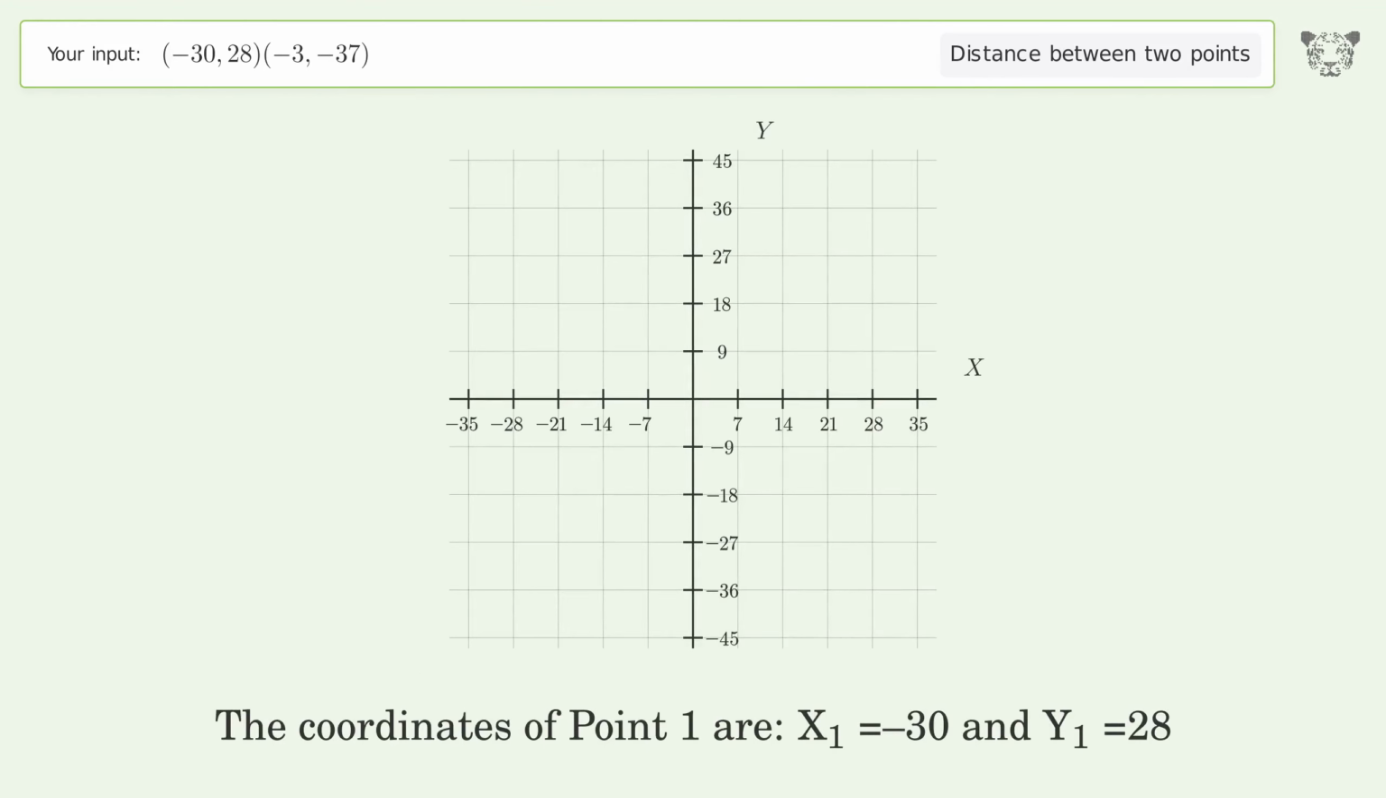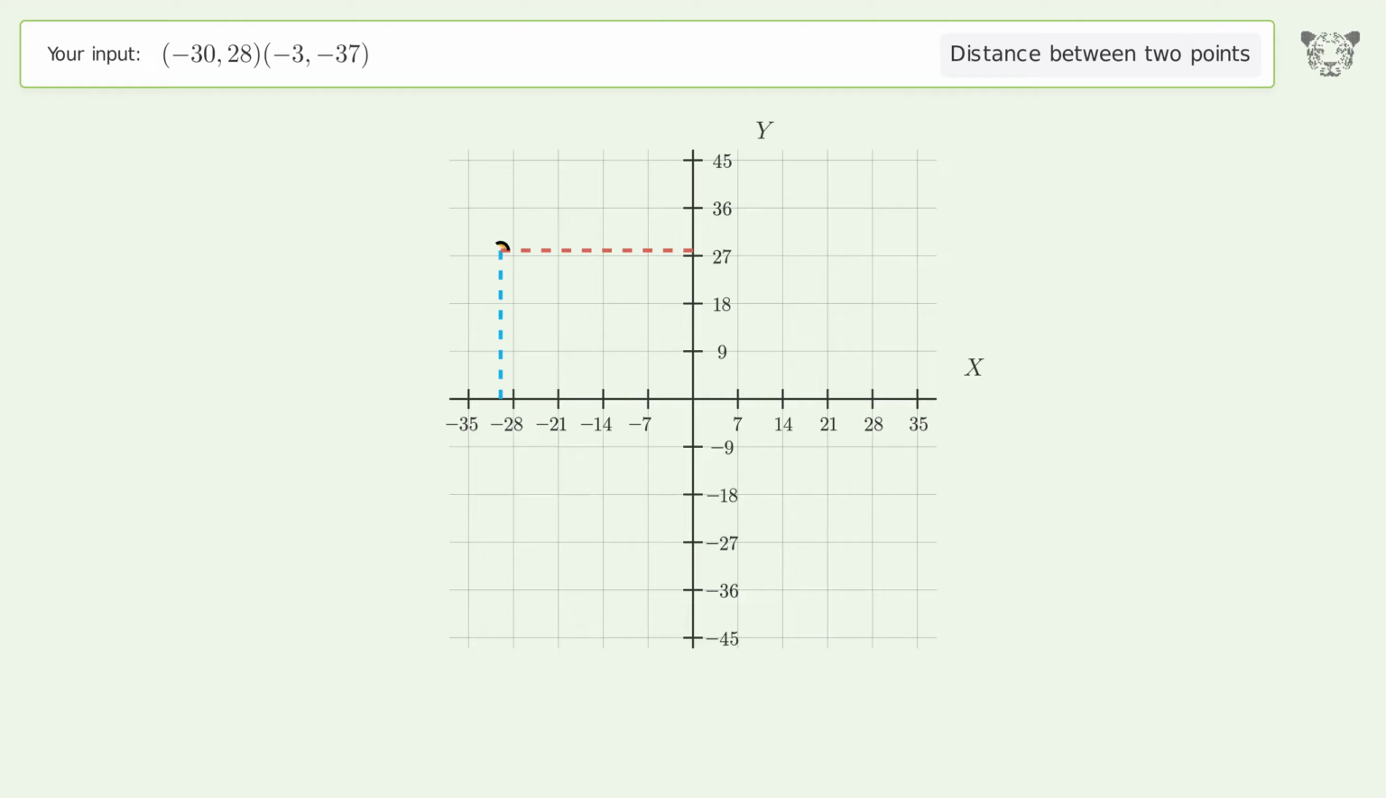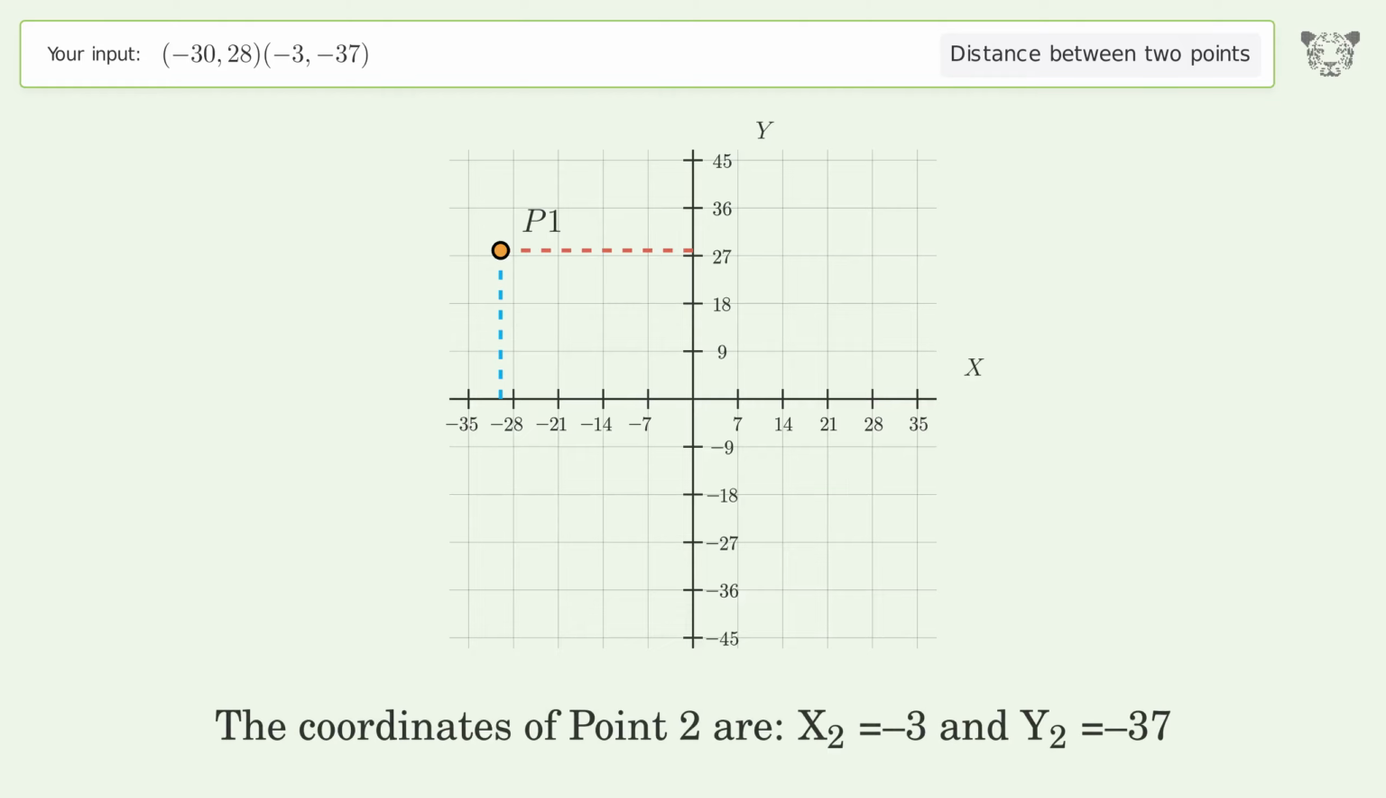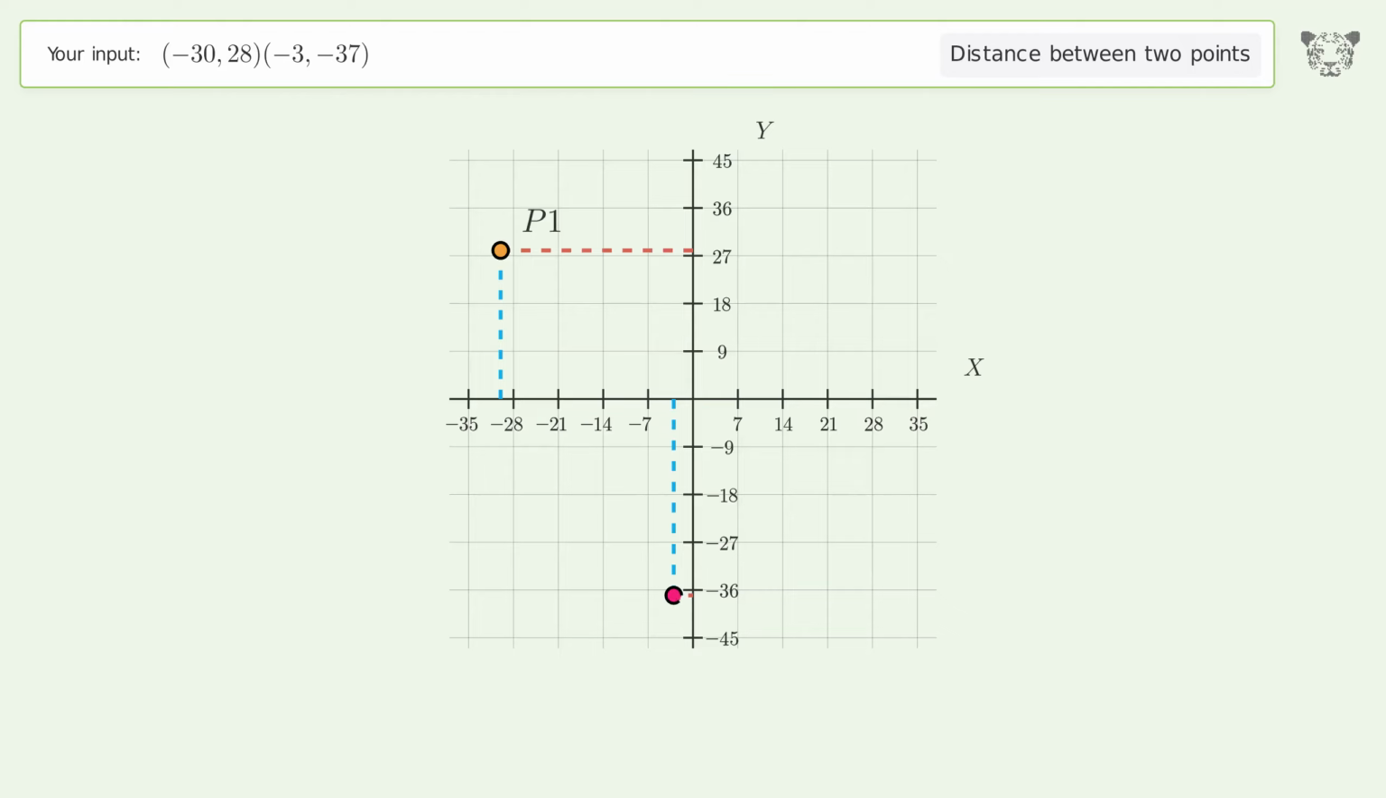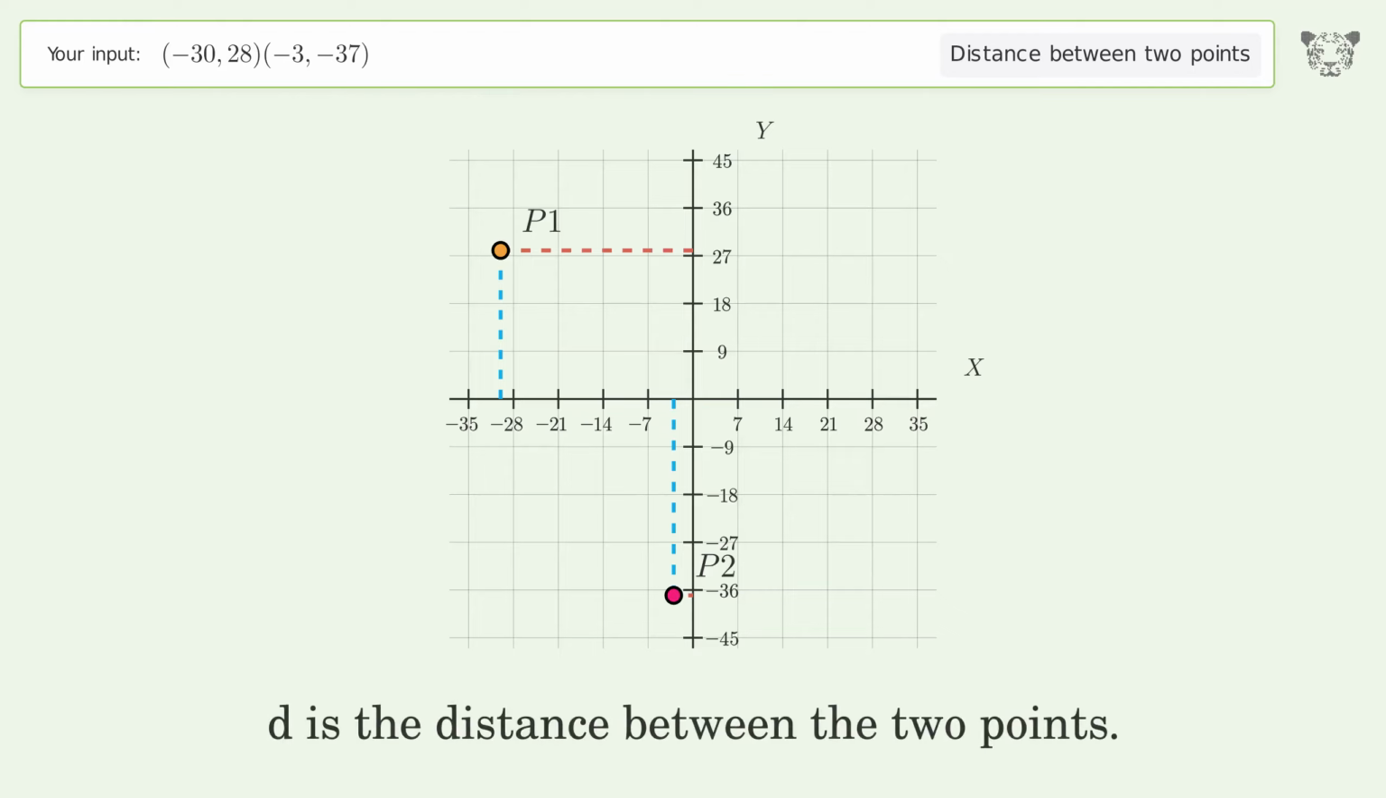The coordinates of point 1 are, x1 equals -30 and y1 equals 28. The coordinates of point 2 are, x2 equals -3 and y2 equals -37. D is the distance between the 2 points.